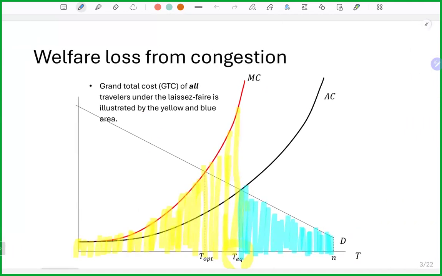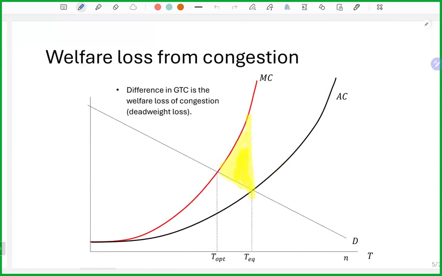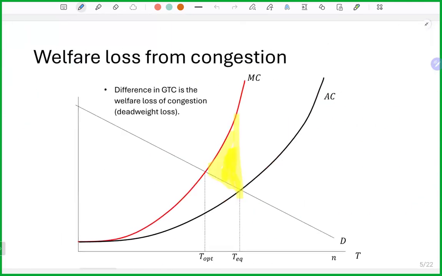So the grand total cost of all travelers under laissez-faire equilibrium is illustrated by the yellow and blue area, and that under the social optimum is illustrated by this area. The difference between the two is the yellow area. So that is the welfare loss of congestion. Is it really large? Does it look like a large area? Does it sound like a very large social cost?